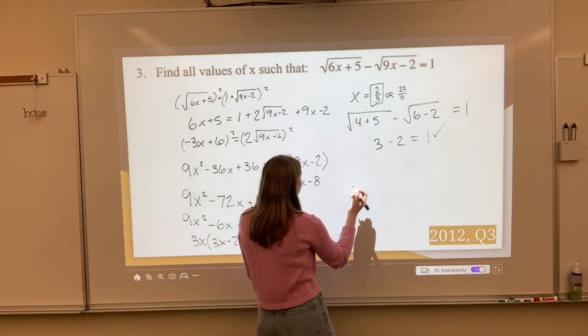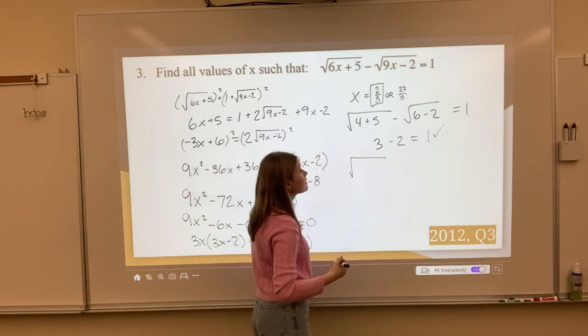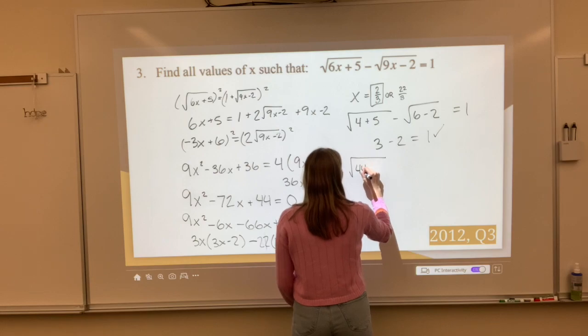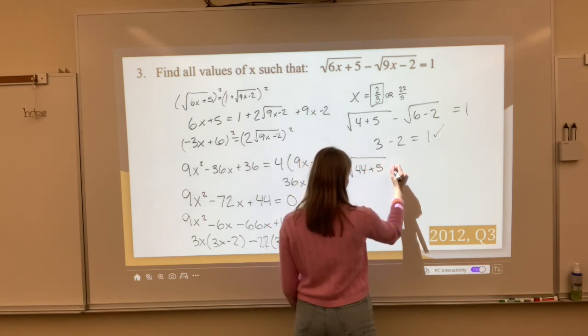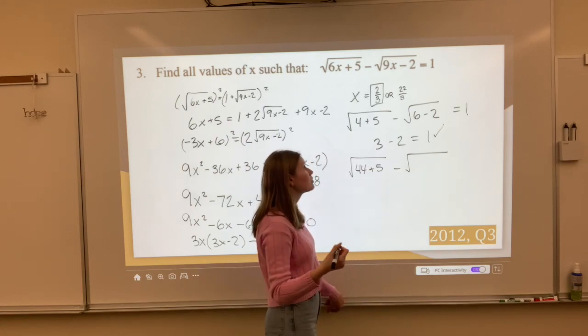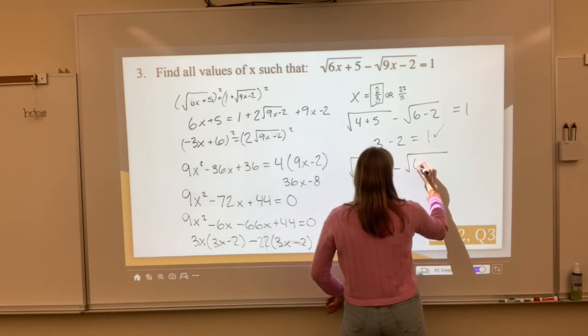Now let's plug in 22/3. So we have the square root of 6 times 22/3, so that gives us 44, plus 5, minus the square root of 9 times 22/3, which gives us 66.